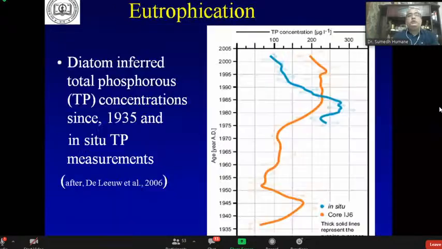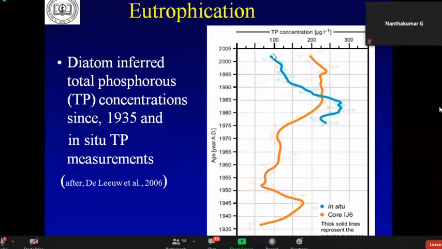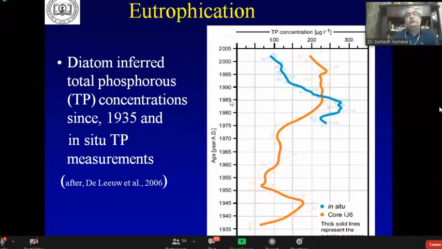So eutrophication trends can also be studied. This core is from Liu et al. 2006. You can see how the core is prepared to indicate the total phosphorus concentration. And it has been correlated with the directly measured in situ data also, so that whatever you have interpreted based on the diatoms, whether it is matching or correlatable or not, can be confirmed.